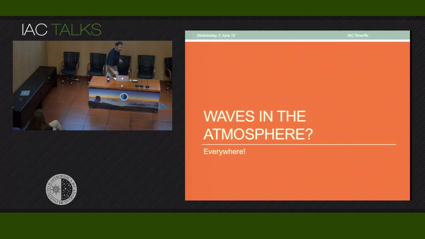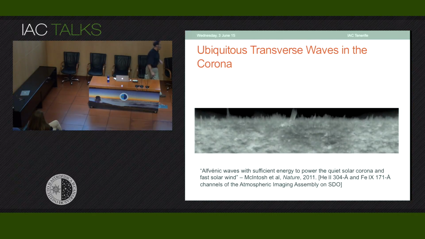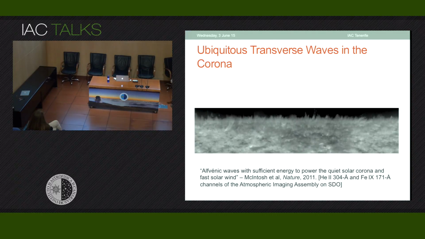Now, what about the atmosphere? So here are some what are called Alfvénic waves in the transition region and corona. Waves sort of oscillating around on magnetic field lines, flux tubes, etc. It's a complicated picture. It's going all the time. It's ubiquitous. And the ones that we can see are transverse.